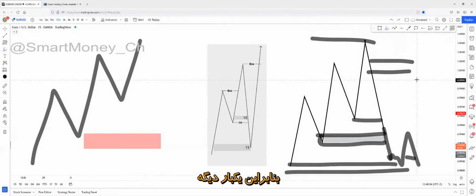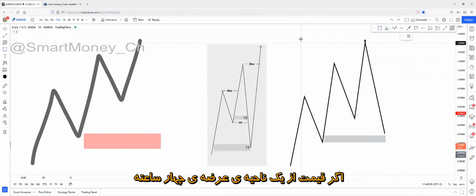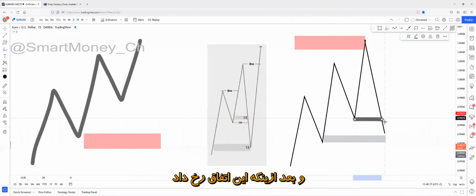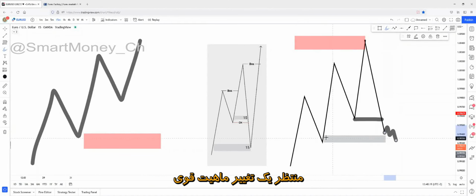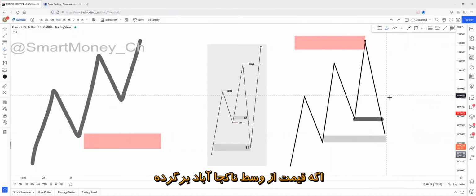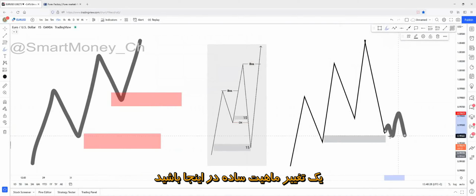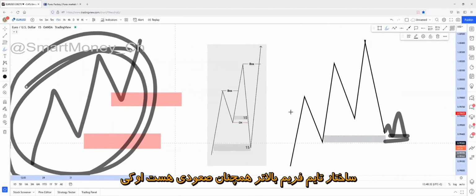So once again, starting from the first example, if price retraces to a 4-hour zone, a 4-hour supply here, then a simple character changing movement on the 15-minute chart is enough. And after this happens, you have to wait for a strong change of character on the next recent 15-minute zone here. Okay, if price retraces in the middle of nowhere, then you still have to wait for a simple character changing movement here, because the higher time frame trend, as you remember, is still bullish.